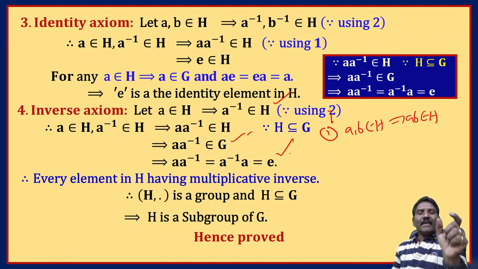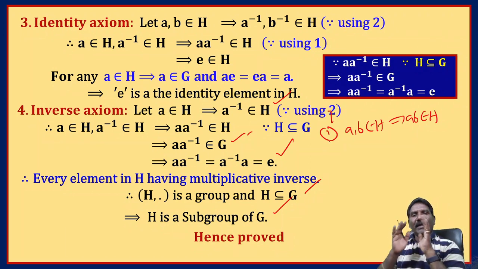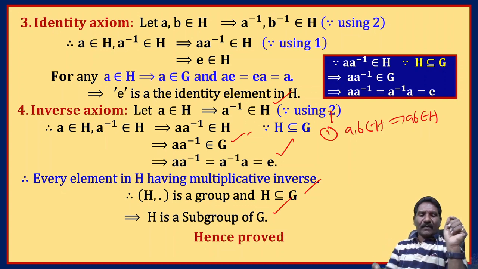E. Clearly, all the elements in H have multiplicative inverse. Therefore, H satisfies all conditions: closure, associative, identity and inverse, and H is a subset of G. Clearly, H is a subgroup of G. This is the very important theorem, necessary and sufficient condition for a subgroup. H is a subgroup of G if and only if it satisfies 2 conditions: closure and inverse. 2 conditions are enough for a subgroup. Hence proved.